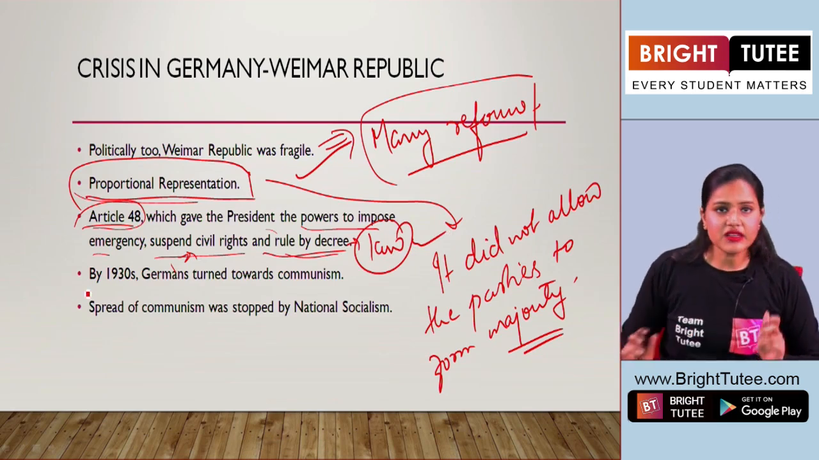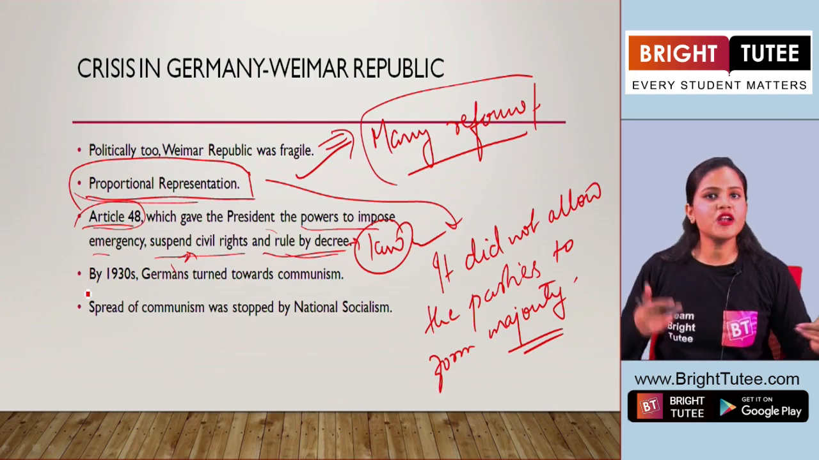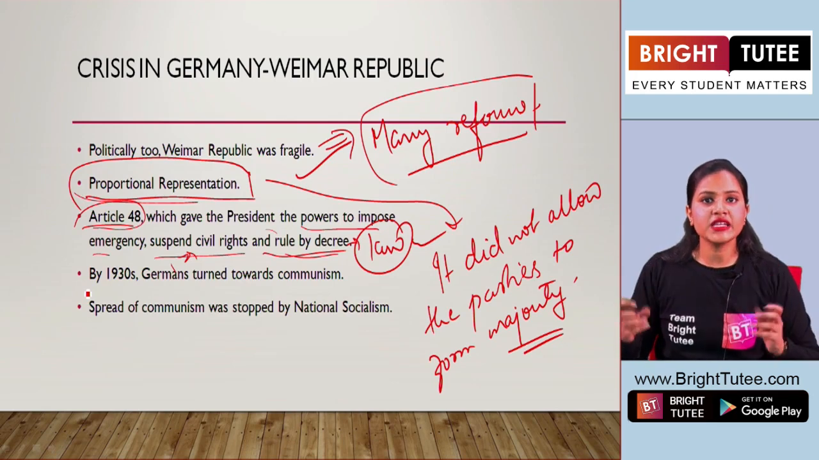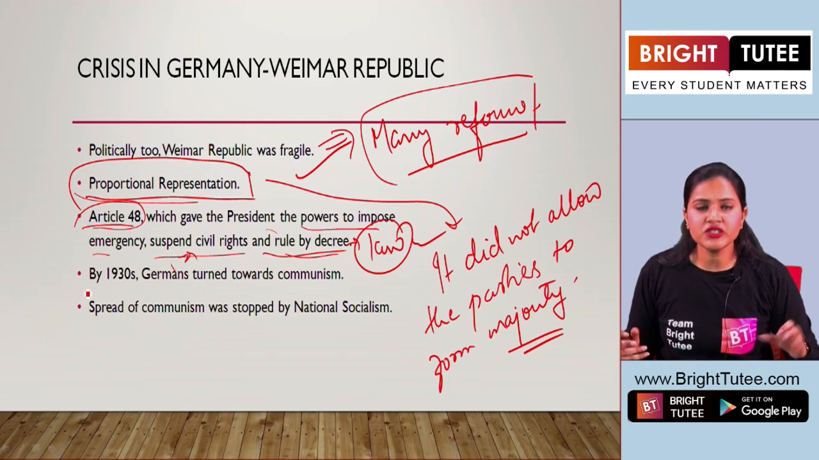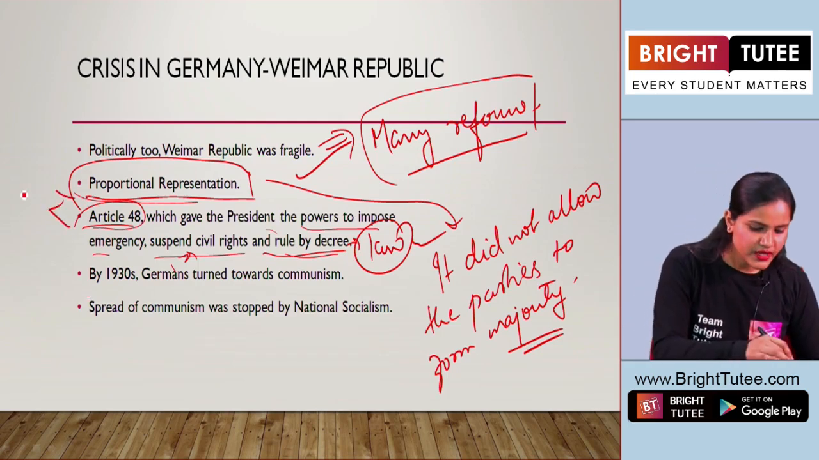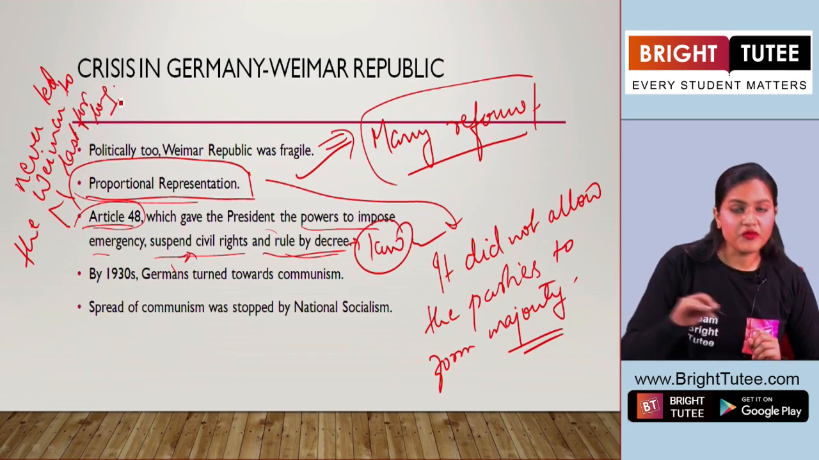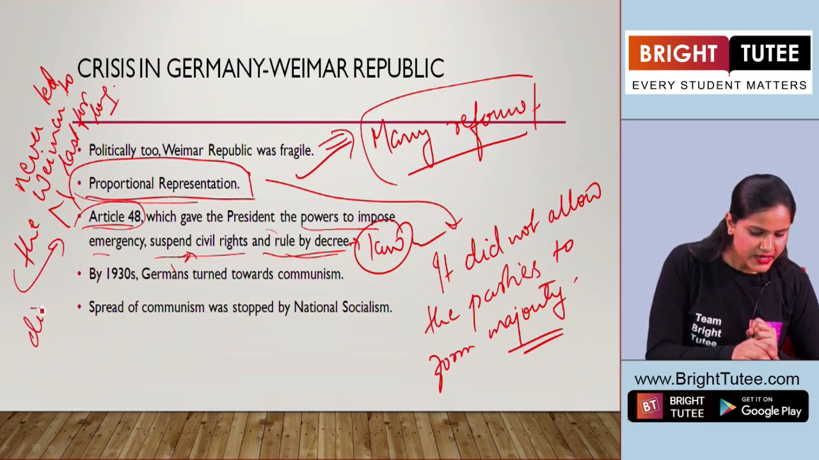So by the 1930s, we see that there is a situation of turmoil in Germany. People are not happy with the Weimar Republic. Politically, it is fragile and weak, right? And Article 48 and proportional representation never let the Weimar Republic last for long, right? So we see that the Weimar Republic was gradually disintegrating.